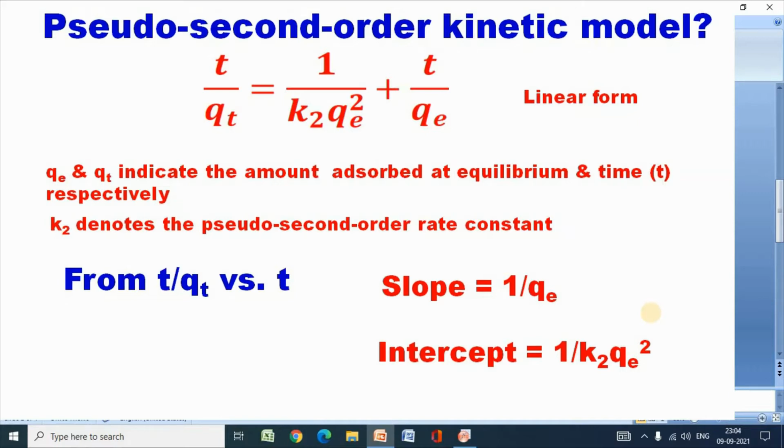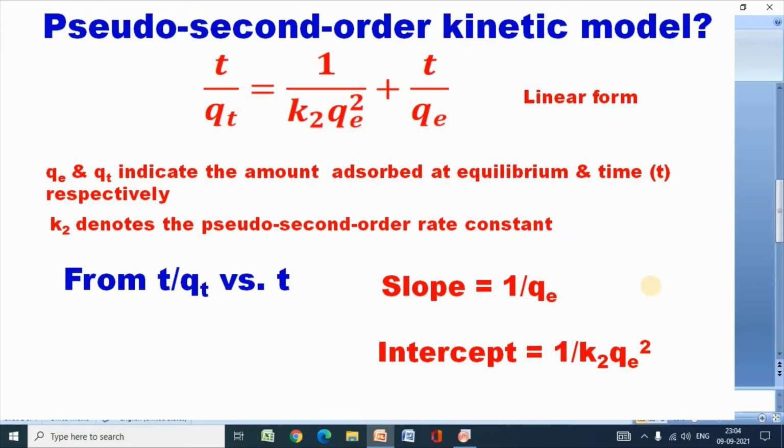In my past video, I showed you how to fit the non-linear equation of the pseudo-second order kinetic model. In this video, I would like to show how to fit the linear pseudo-second order kinetic model using Origin Pro.